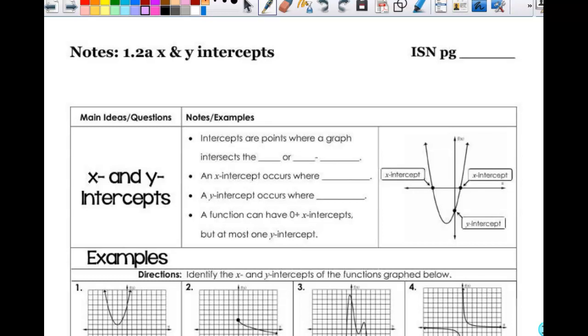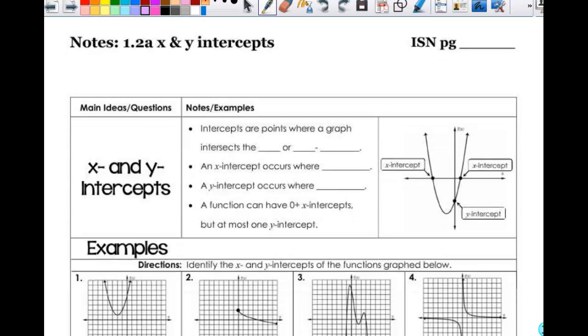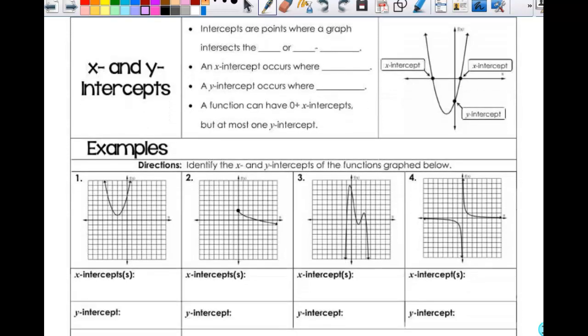1.2a, X and Y intercepts. Definitely not a brand new concept overall for you. All right, so intercepts in general are points where a graph intersects the X or Y axis.